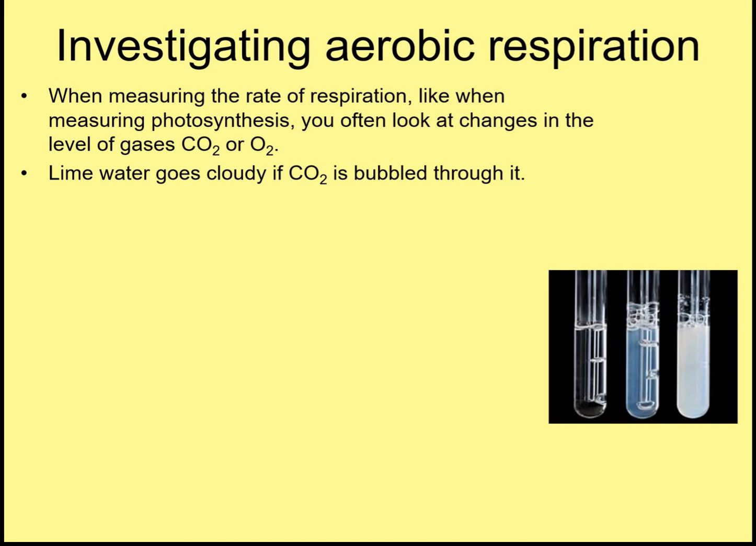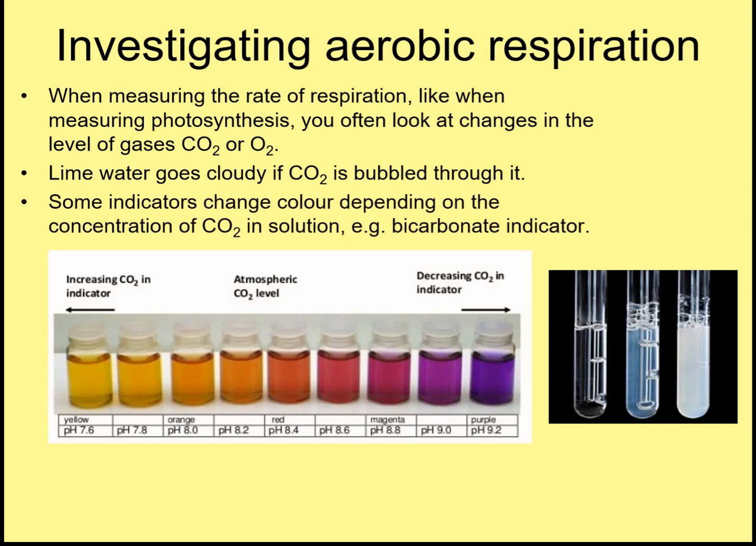The faster CO2 is produced, the more quickly lime water, for example, would go cloudy if you were bubbling it through. You could time how long it took for some lime water to go cloudy and look at how much CO2 is being produced. You can also use indicators that change colour depending on how much carbon dioxide is in solution, and one of them is called bicarbonate indicator, sometimes called hydrogen carbonate indicator, and you can see here it's red in atmospheric levels of CO2.